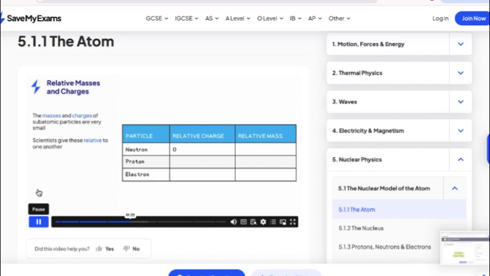Neutrons have no relative charge. Protons, which are positive, have a relative charge of positive 1, and electrons, which are negative, have a relative charge of negative 1. Neutrons and protons both have a relative mass of 1. The mass of an electron, however, is 2,000 times smaller than these. You won't need to know the relative mass of an electron in your exam, and you can just use the term negligible. This means it's so small that it's unimportant.